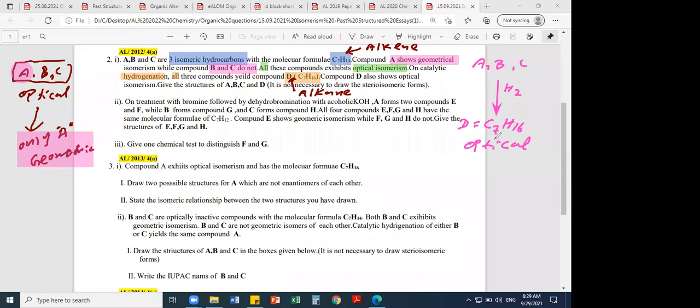So then you have to predict the structure of ABCD. Give the structure of ABCD. Based on this data you have to predict the structure of ABCD. That means the first three initial compounds, the structures ABC, and the final product D formed after hydrogenation. It is not necessary to draw the stereoisomeric form. Stereoisomeric form is what? L form and D form are not necessary. Cis form and trans form they are not expecting, but you have to draw the structures.